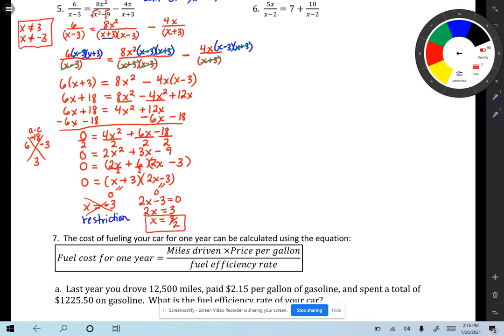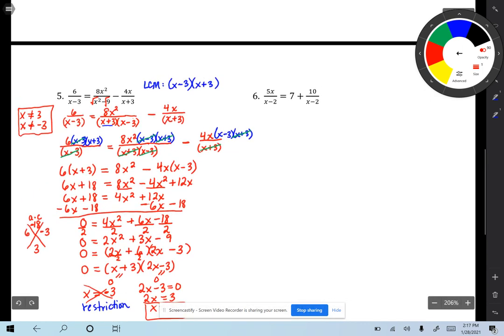Okay. And now we are going to do number 6. So number 6, the denominators look great. They're already factored, so we can list our restrictions. So for this fraction, x cannot equal 2. And for this one, x cannot equal 2 as well. Okay, so our least common multiple is just x minus 2. That's easy enough.